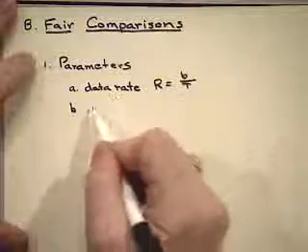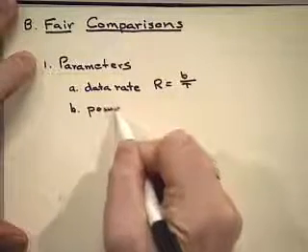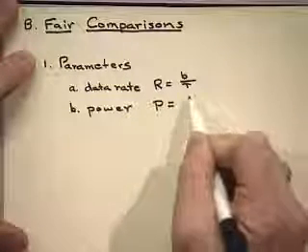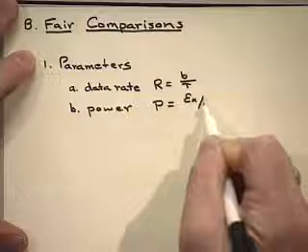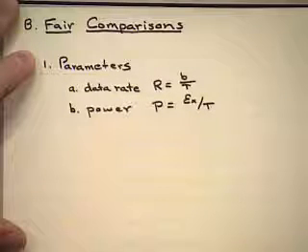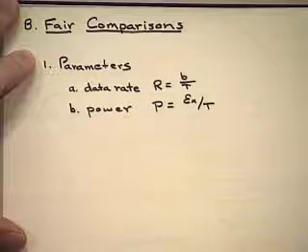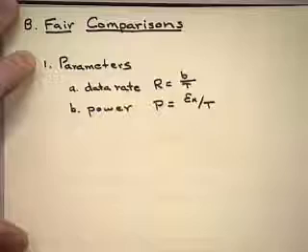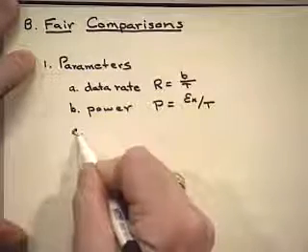Second quantity is power. Where the power P is the energy per symbol divided by the symbol period. Okay. One system takes more power, not really fair to make a comparison between two systems at different power levels.